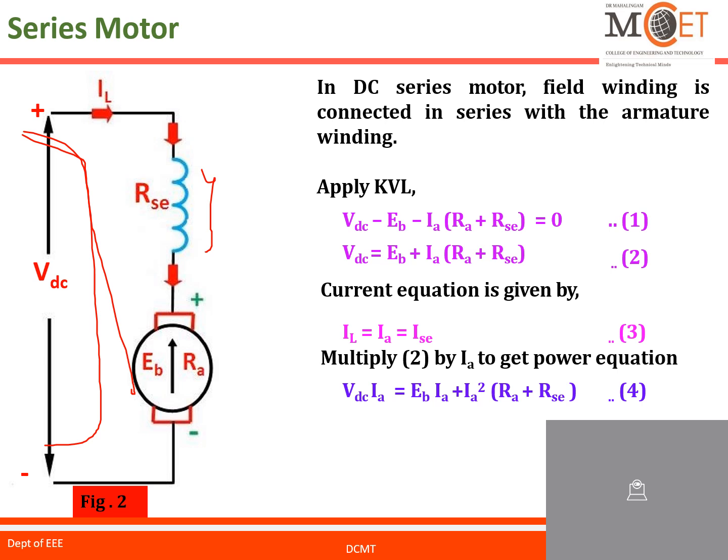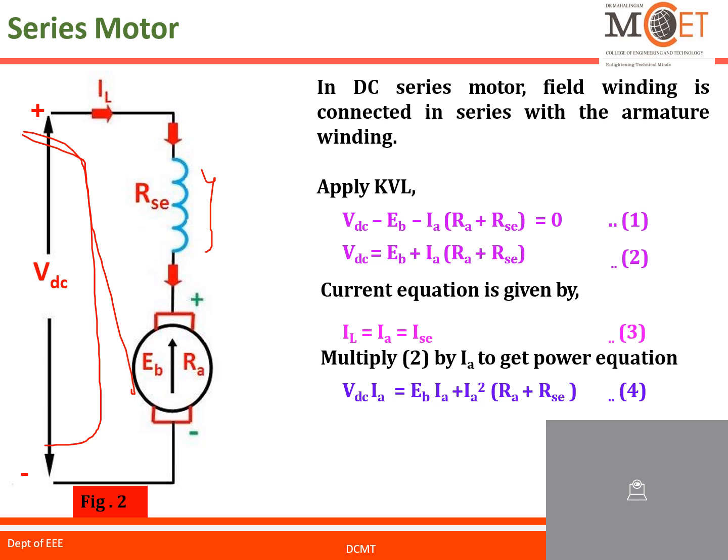Whenever the load increases, the current also increases, and since the field winding carries the same current, the magnetic flux also increases. That is why this type of DC motor is preferred for high starting torque applications like electric trains, cranes, elevators, and even traction applications. We can prefer the series motor.